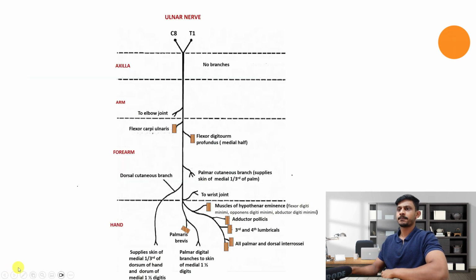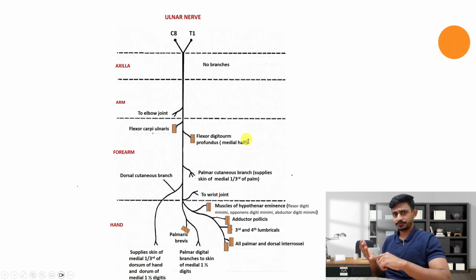It runs between the two heads of the flexor carpi ulnaris, which it supplies, and also supplies the medial half of the flexor digitorum profundus. By medial half, what I mean is the tendons to the pinky finger and the ring finger, or the fourth and fifth digit. It runs distally and gives off two cutaneous branches, the palmar cutaneous branch and the dorsal cutaneous branch. We'll talk about why that's important later.